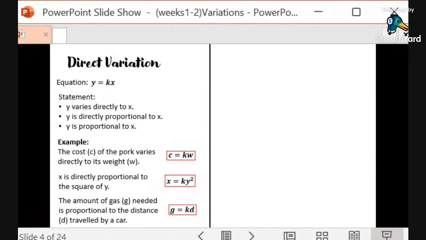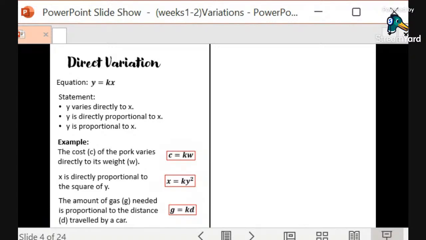Kapag sinabi nating direct variation, if the first quantity or the first variable increases, so the second variable will also increase. So kung nadagdagan yung amount ng gas, madadagdagan din yung matatravel ng car or yung distance na matatravel ng car. So let's take it the other way around, no?